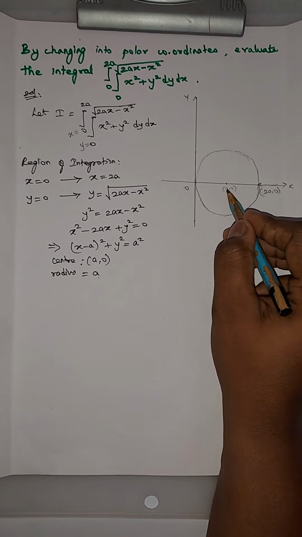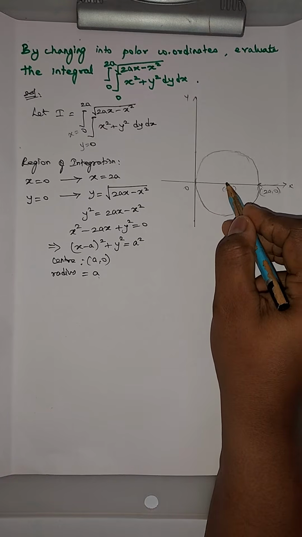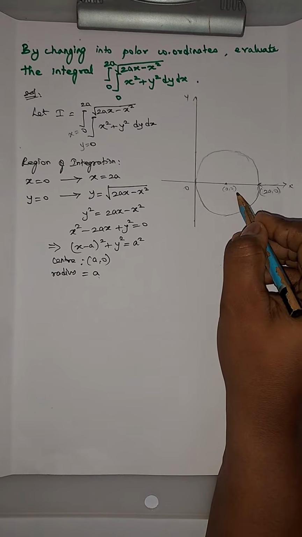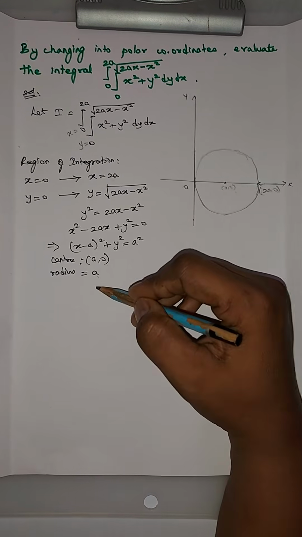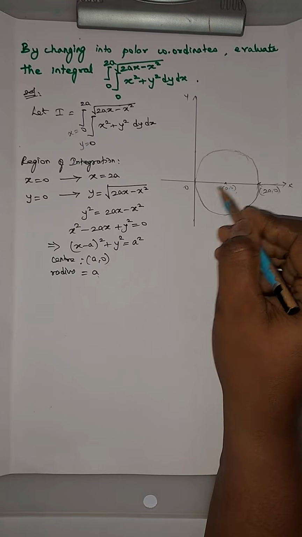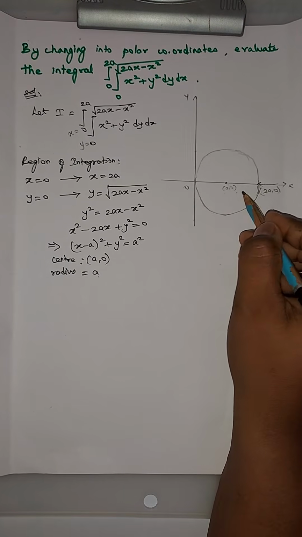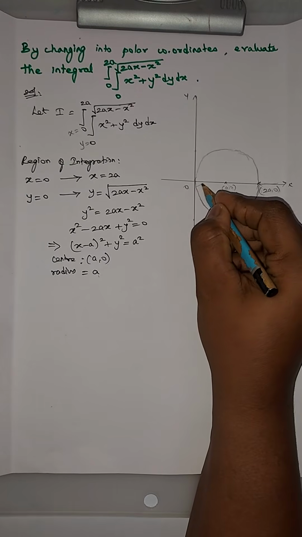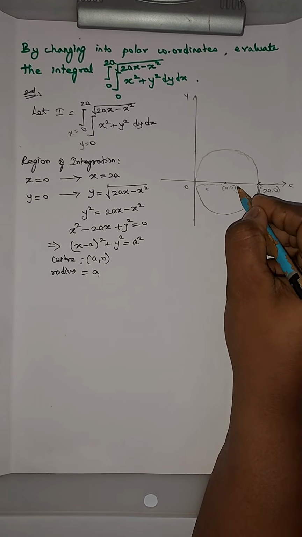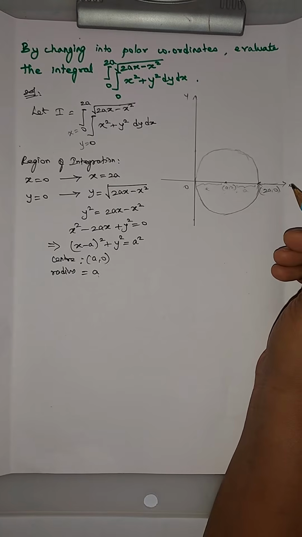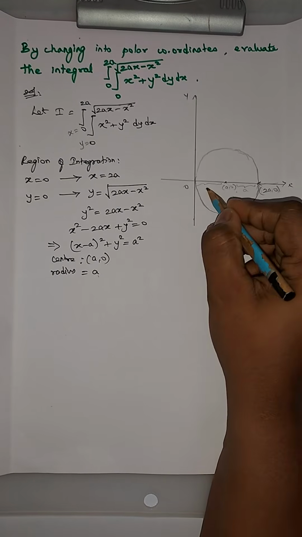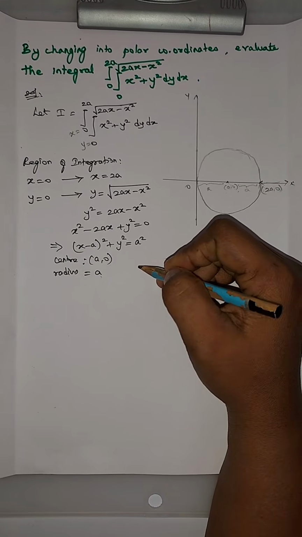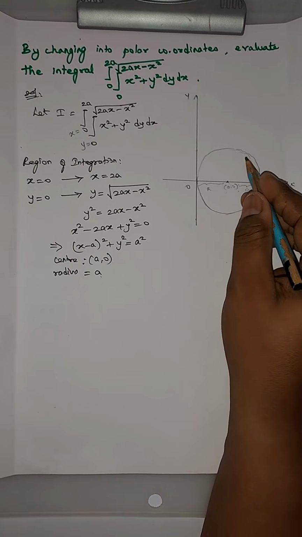So here the center is a comma 0. Here this point we have taken as a comma 0. Center becomes a comma 0. Right? So radius is a. So this distance is a. So this distance is also a. So a plus a becomes 2a. So this distance is a, as well as this distance is also a. Radius. So a plus a, this point becomes 2a comma 0. So the circle we have drawn.